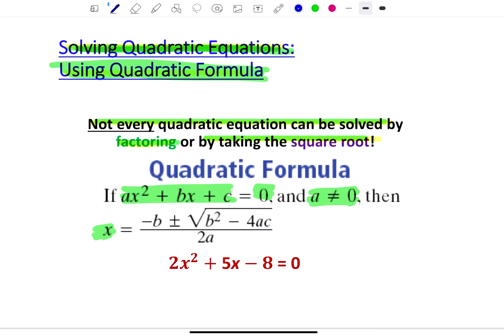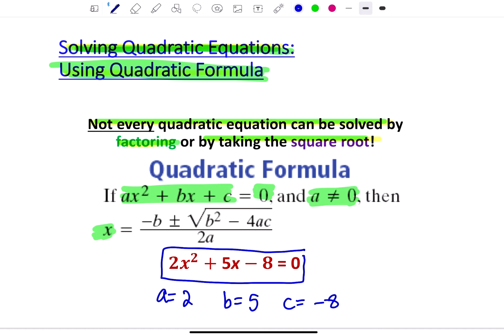Now before we plug a, b, and c into the quadratic formula, we must have a 0 on the right hand side and we must have written the quadratic equation in standard form. That means the x squared term, then the x term, and then the constant term. When we compare, a here will be 2, b will be 5, and c will be negative 8.